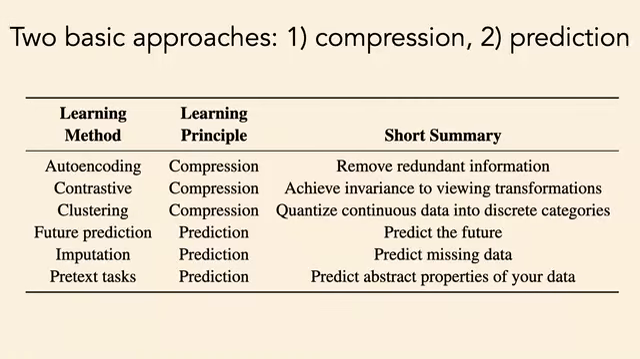Okay, so the one principle is compression. Just find a way to find a good compression of your data. And then the principle is prediction: be able to predict missing data when you hold that data out. We'll talk about both of these.